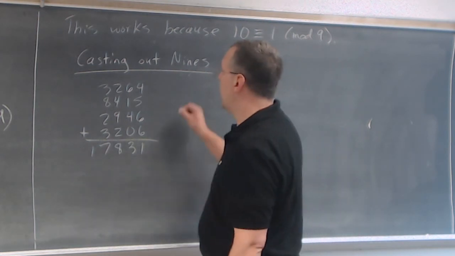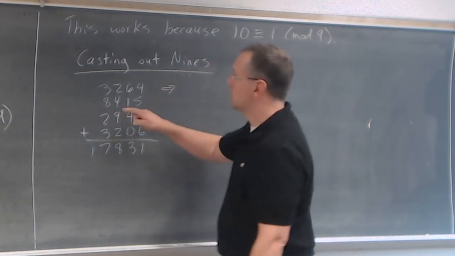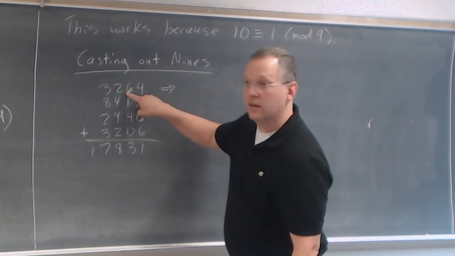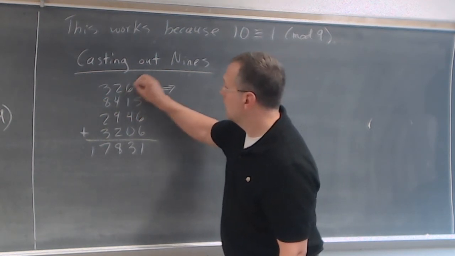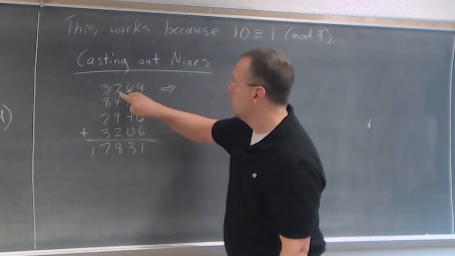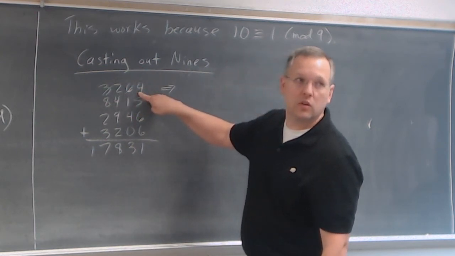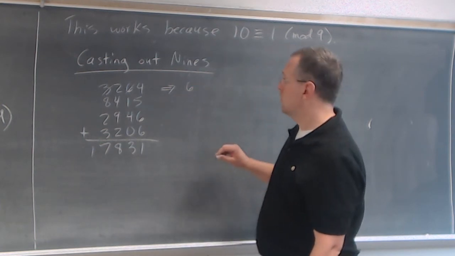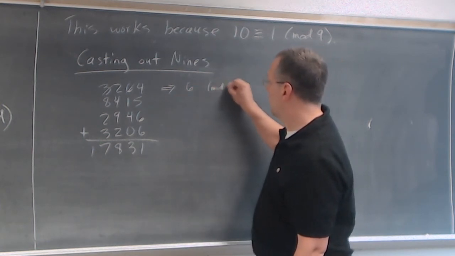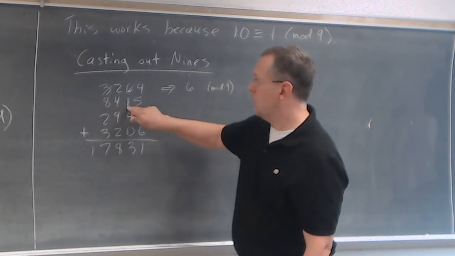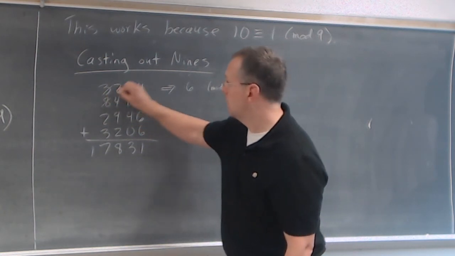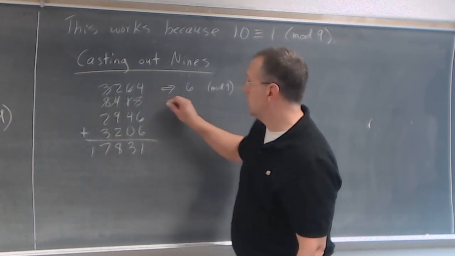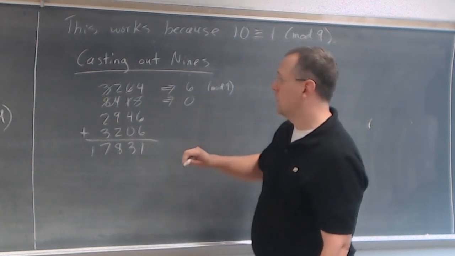So when we say cast out 9s, like I see that 6 and 3 gives me 9. So I can get rid of the 6 and the 3, that's 9. I'm left with 4 plus 2. So this would be 6 mod 9. Okay. 8 and 1 gives me 9. 4 and 5 also gives me 9. So this number is 0 mod 9.